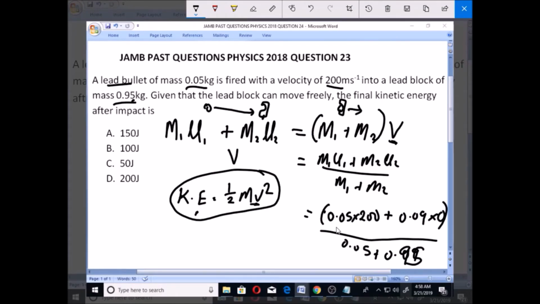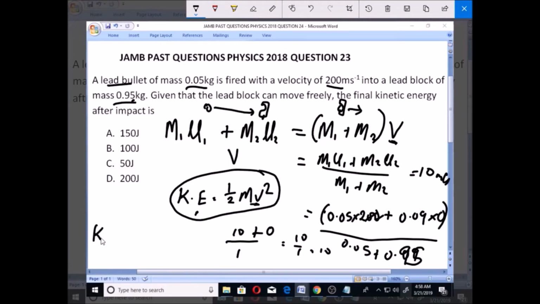That's what we'll get, because this times this, this will go 1 2 to cancel these 2, so that we have 2 times 5, which is 10, plus this times 0 will give us 0, so we have 0 here, all over 0.05 plus 0.95, which is 1. So we have 10 plus 0, which is 10 over 1, which is 10. So v is equal to 10. From this calculation, our v is equal to 10 meters per second.